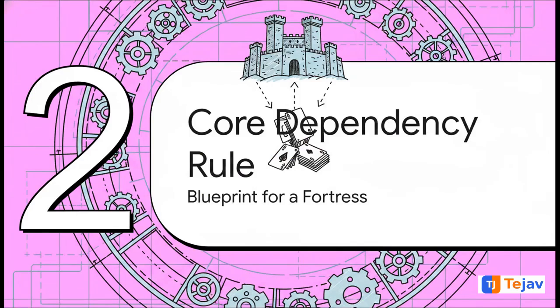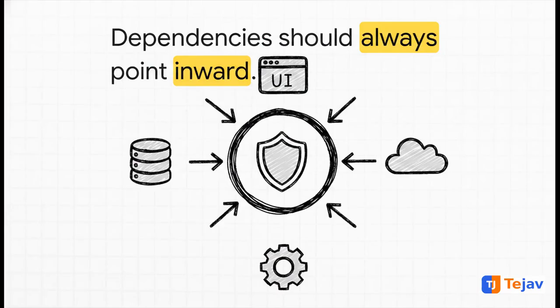Now, at the very heart of clean architecture is one single, non-negotiable rule. Seriously, if you remember only one thing from this whole explainer, make it this. This rule is the blueprint that turns that fragile house of cards into an impenetrable fortress. It's called the dependency rule, and it's so simple. All dependencies must point inward. Think of it like a one-way street. The outer layers of your application are allowed to know about the inner layers, but the inner layers must remain completely oblivious to the outside world. This right here is the secret to protecting your most valuable code.